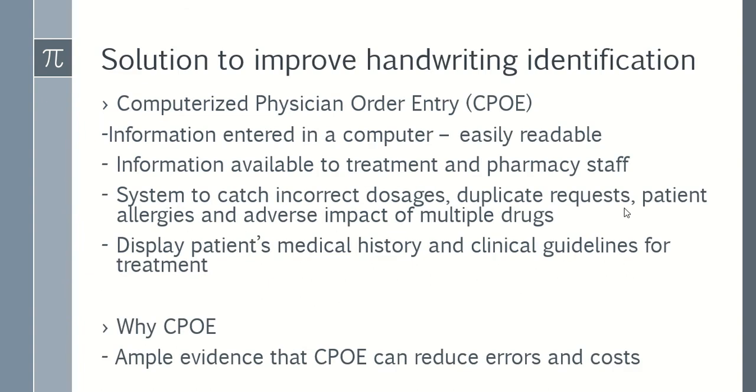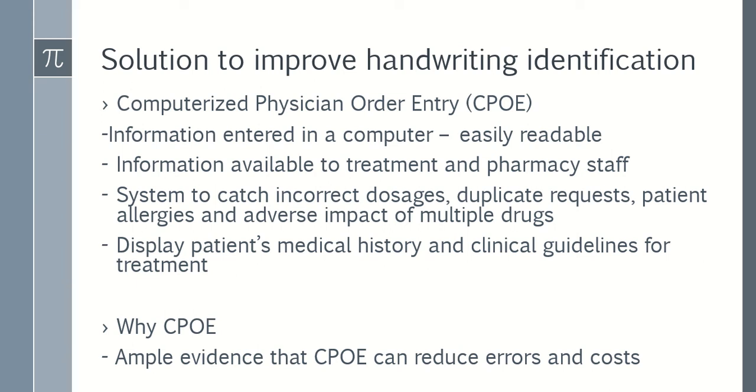So, in terms of the solution to improve the handwriting identification, the solution that we propose is to use CPOE, which is a computerized physician order entry. The information would be entered in a computer, making it very easily readable. It would no longer be on handwriting, so it would be easier for the treatment staff to be able to read it. The information also would be available to treatment and pharmacy staff, so it would be the same information across the board.